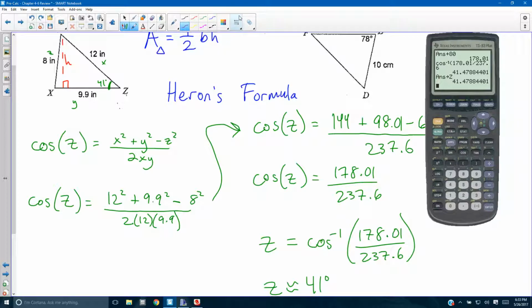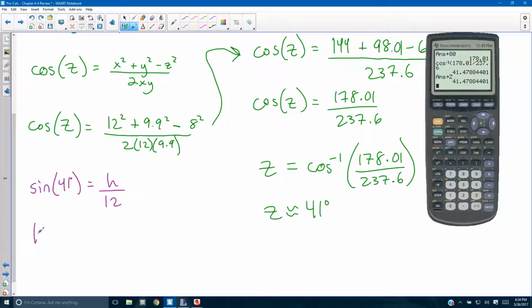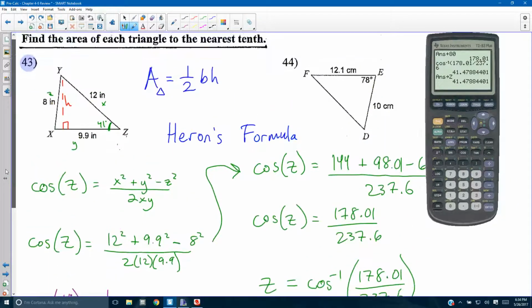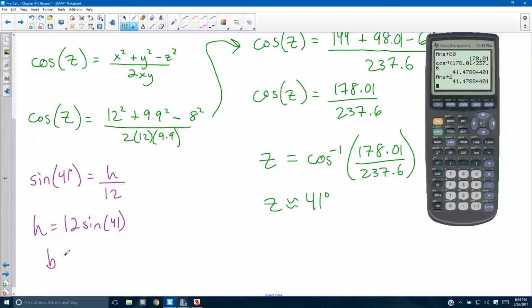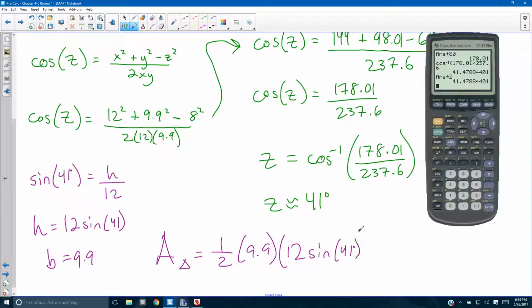So what we're going to do here is use sine as we normally would. The sine of angle z, which is 41, is going to equal h over 12, right? Opposite over hypotenuse. So your height is 12 times sine of 41. And of course, it's really not 41, it's something else. We're going to get it kind of exactly as we need to. So area is 1/2 base times height. If my base is 9.9, I'm going to be doing the area of my triangle as 1/2 base times height. This should give me the area in the end that I'm looking for.